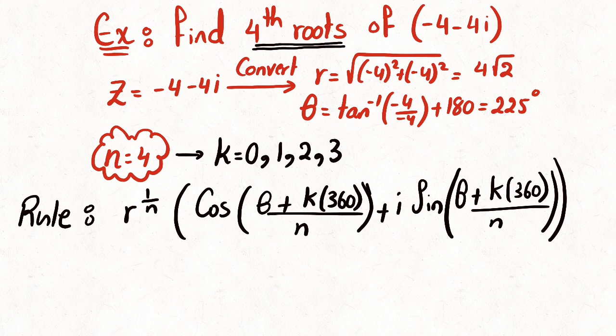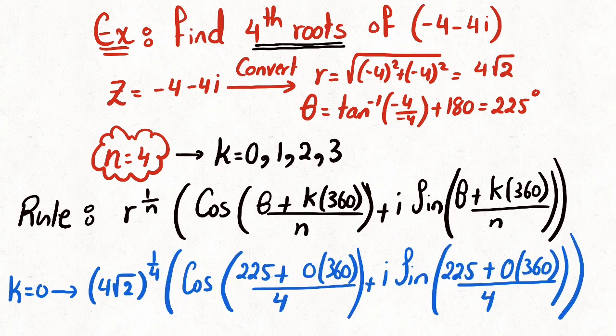Now all you have to do is start replacing the k values. Thus if k equals 0, you will find the first root, and it will be 4 radical 2 to the power 1 over 4 times cosine of 225 plus 0 times 360 divided by n, which is 4, plus i sine of the same angle. Then you calculate it and you find the final answer. You will repeat the same process when k equals 1, when k equals 2, when k equals 3, as illustrated in front of you.